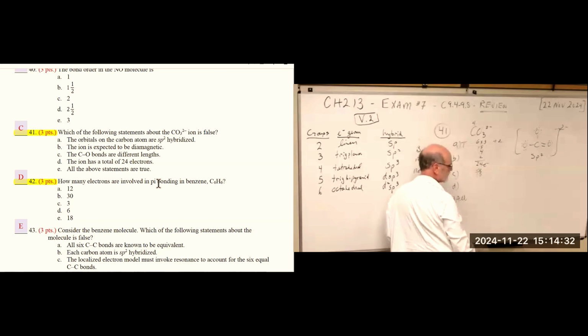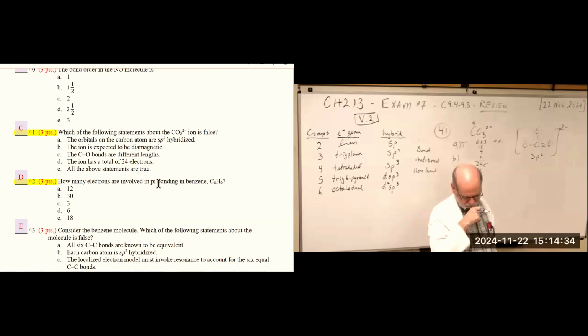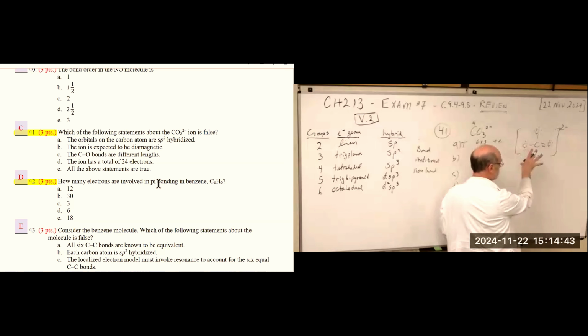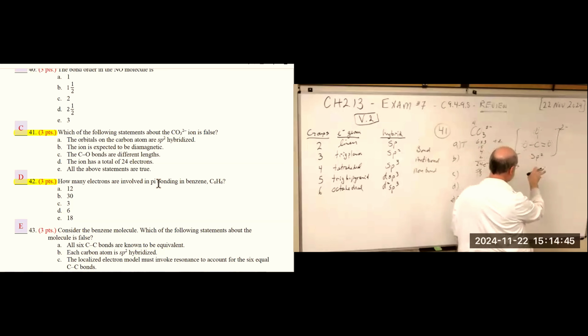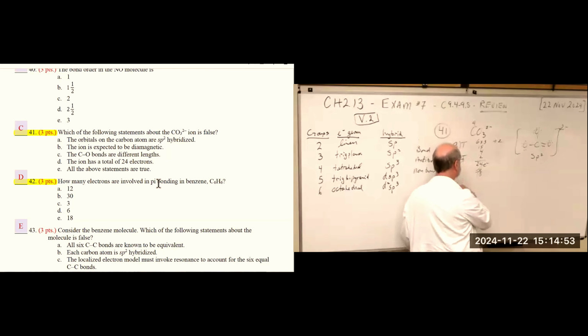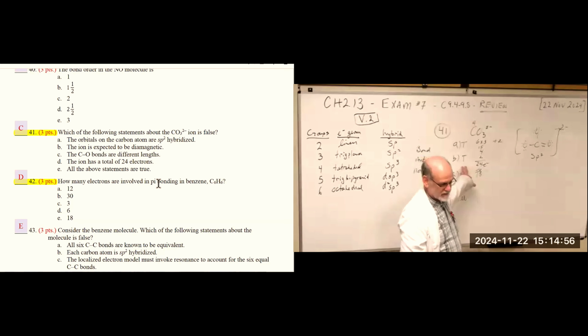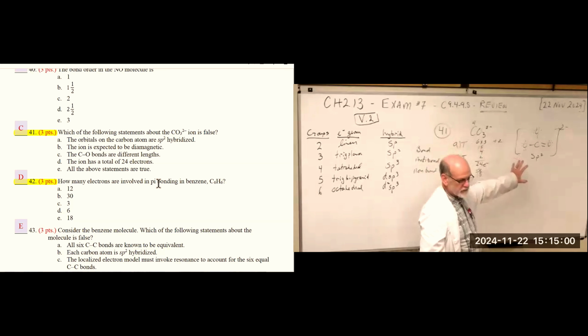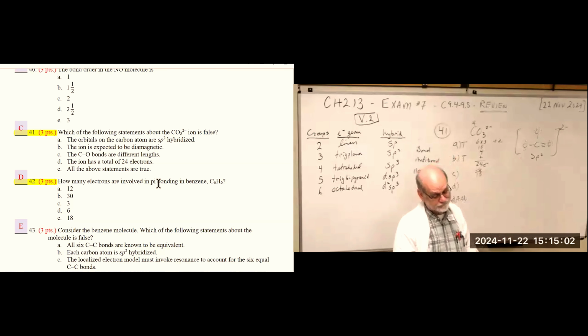So A is true. We're looking for the false one, I think. Yeah. B, the ion is expected to be diamagnetic. Based upon this model, we would expect it to be diamagnetic because there are no unpaired electrons in this model. That may or may not be true, but our expectations are that it's true. We would need the molecular orbital structure for this one to actually prove it.